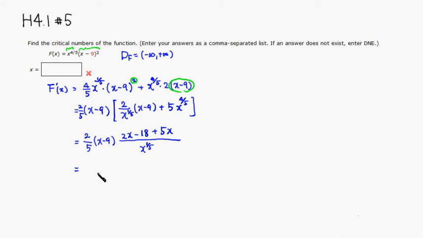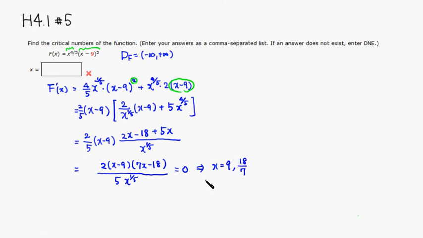So maybe I'll write it this way: 2 on top, you have x minus 9, and this is 2x plus 5x, 7x, minus 18, and there's a 5 there, and also x to the 1/5 power. If you set this equal to 0, we can find the critical numbers of type 1. Looks like x equals 9. And setting this equal to 0, x equals 18/7.